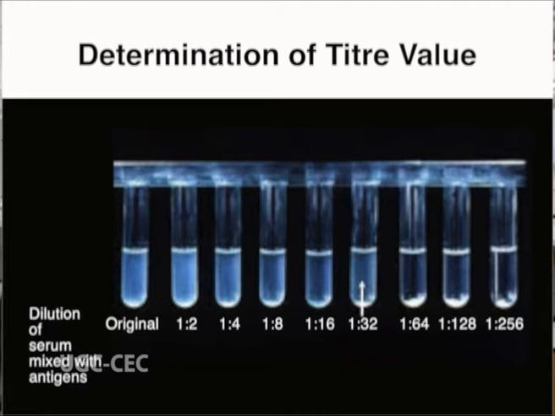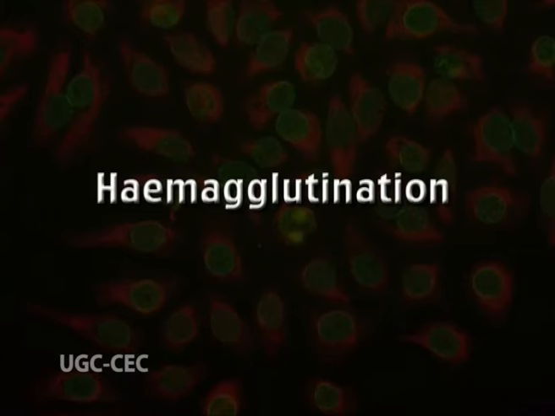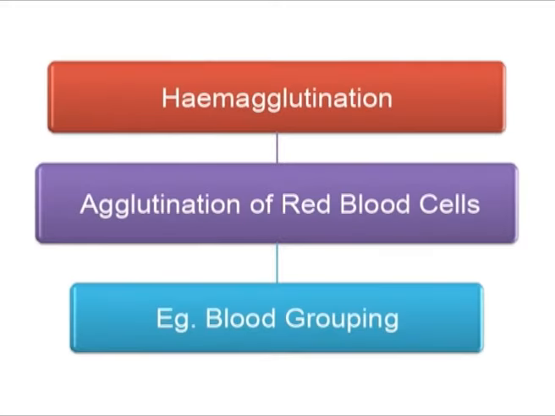Suppose agglutination is observed in the tube containing 1:32 diluted serum and not in 1:64 diluted serum, then the titer value is 1:32. This indicates the severity of the disease in the patient. Higher the titer value, severe is the infection. Titer value for a patient suffering from typhoid is determined by using flagellar H antigen or somatic O antigen of Salmonella typhi. Hemagglutination. Hemagglutination is a process in which agglutination of red blood cells occurs.